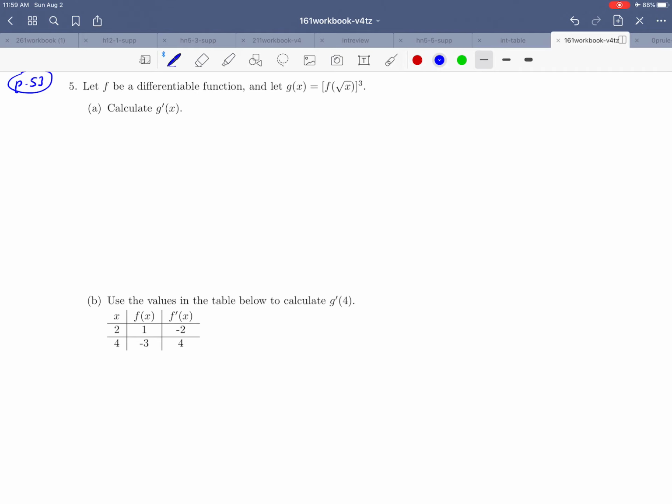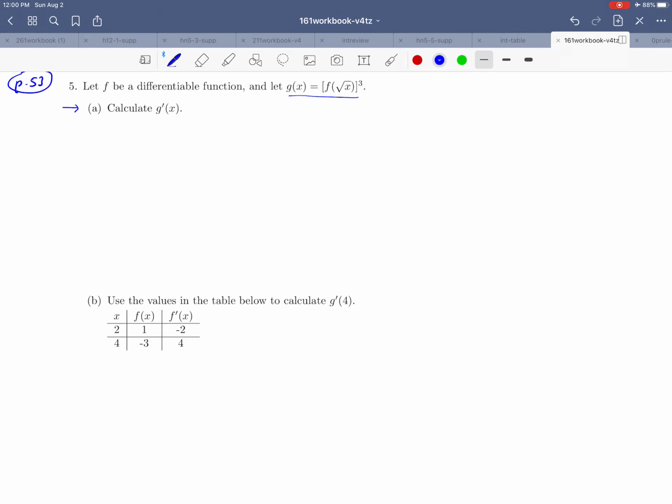Let's read this together. So they're telling us that f is a differentiable function. We don't know what it is. Differentiable just means that it has a derivative. And let g of x be f of the square root of x all cubed. Okay, and part A would like us to take the derivative of that function g.